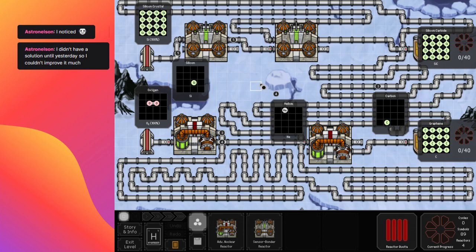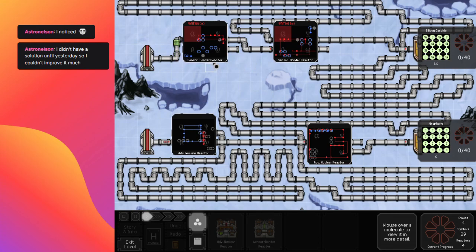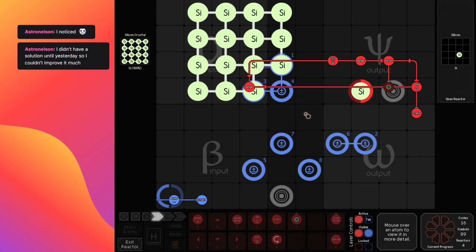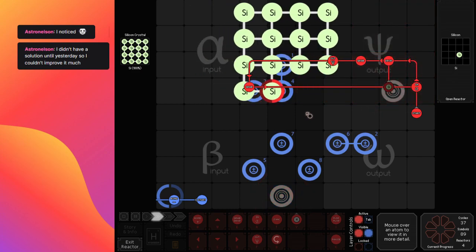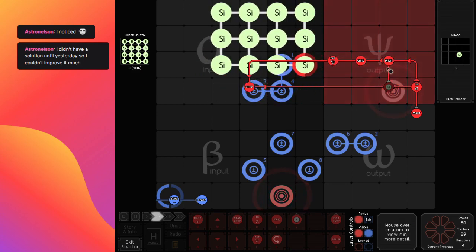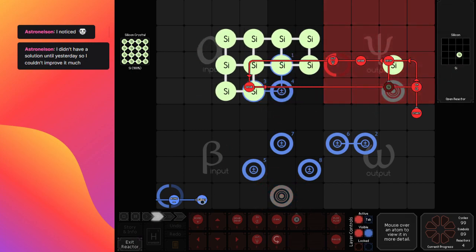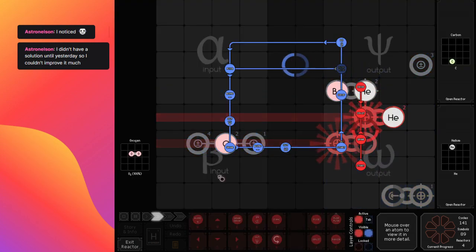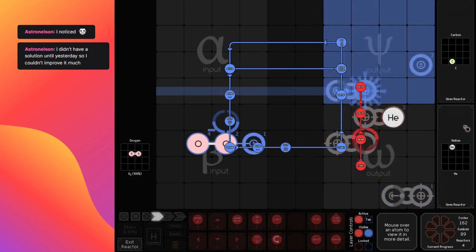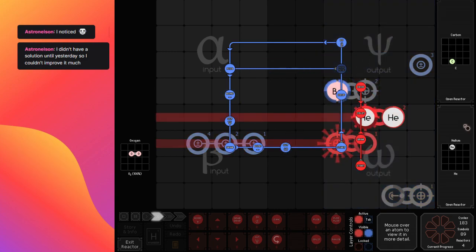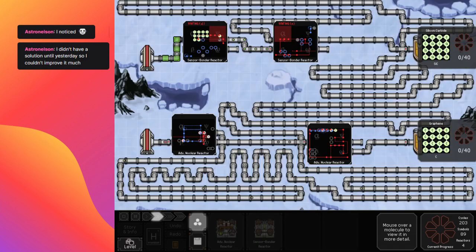Alrighty, so let's take a look. This one, pretty self-explanatory. Strips off silicons into a single atom stream. And again, you can output stall. Over here, helium and carbon. Interesting.